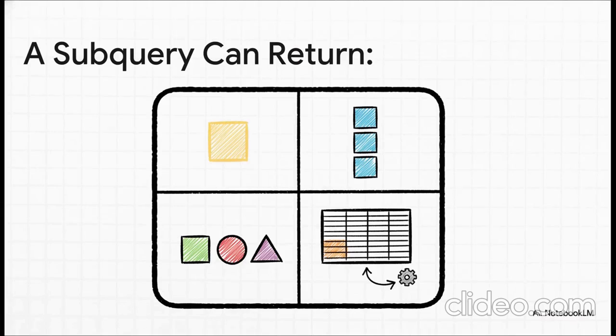It can return a single value, right, like an average or a max price. It can spit out a list of values in one column, maybe a list of user IDs. It could return a combination of values across multiple columns, like a whole row pattern. Or, and this is the special one, the value it returns can actually depend on the row it's currently processing in the outer query. Let's break these down one by one.